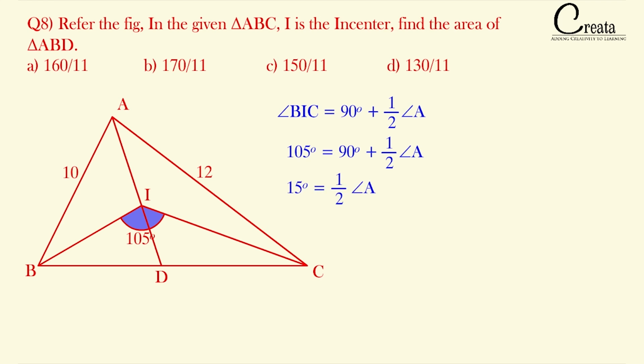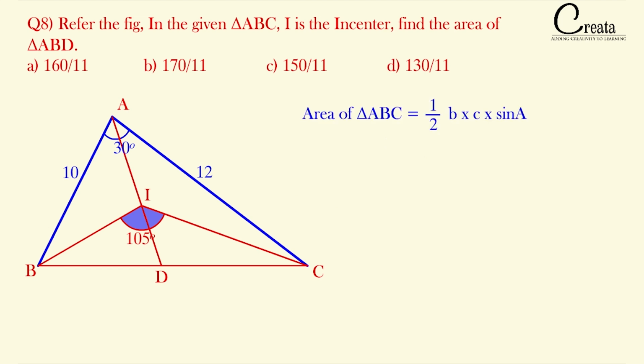We got angle A as 30 degrees. Two sides are given for this triangle, that is side AB and AC, and these two sides are adjacent to angle A. So we can apply the formula of the area of a triangle, which is equal to half into B into C into sine of angle A.